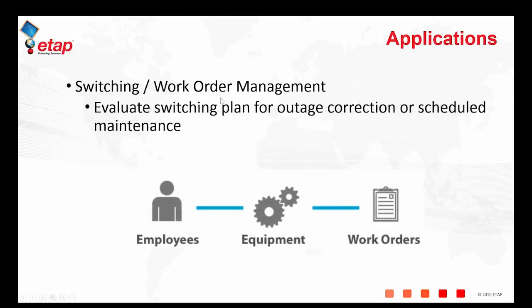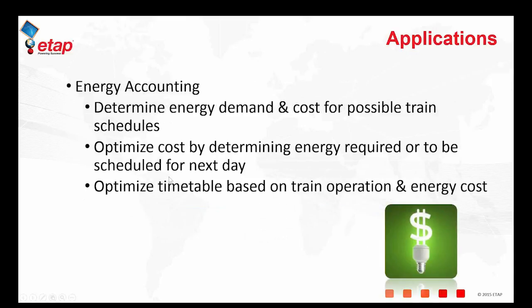The switching work order can be used to evaluate the switching plan. So what the employees intend to do with the equipment can be generated into an actual work order, simulated against the actual train operations, validated, and then passed back on to the employees to physically make the change in the system. So it acts as a very good validation tool before you take any action in the system.